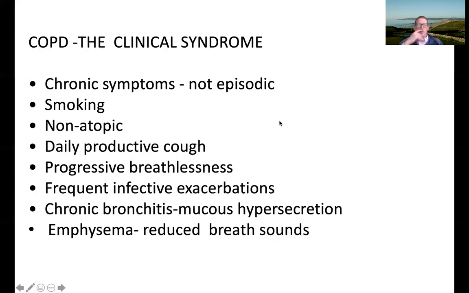The clinical syndrome, I don't expect you to know that, it's just for information. The clinical syndrome of COPD is that symptoms are chronic and persistent. They're not episodic like asthma. They're due to smoking. Most patients are non-allergic.